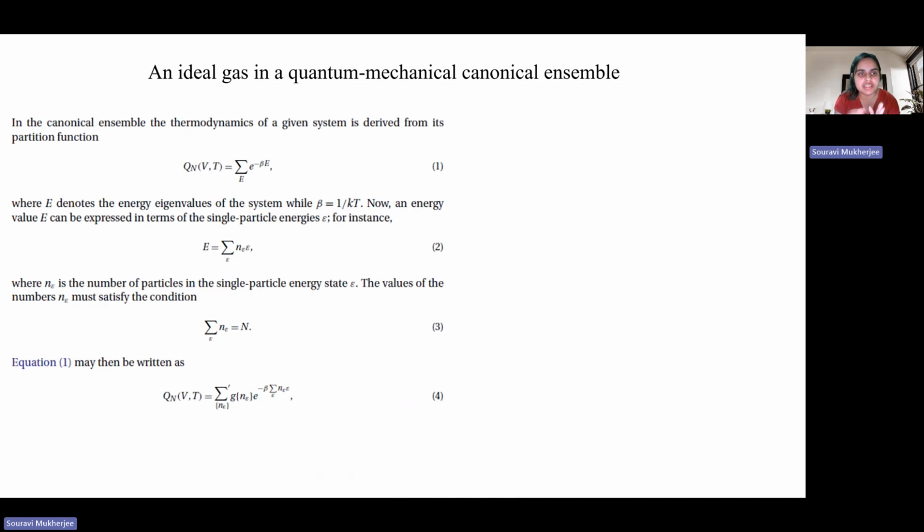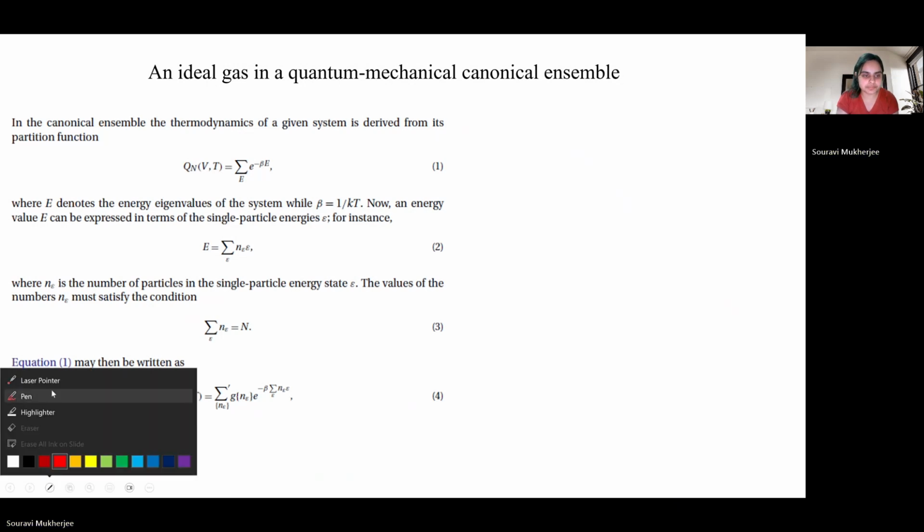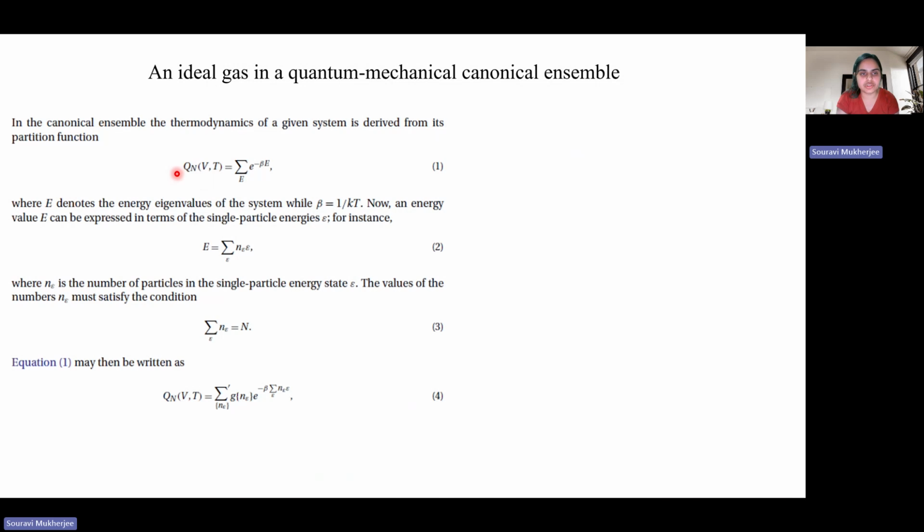In a canonical ensemble, the typical definition of the partition function is given as you see here, right? So Q_N, which is the partition function for the canonical ensemble, is given as the summation over e to the power minus beta E, where beta is 1 by kT. Now if you say that there are different single particle energy levels given as epsilon, and in each energy level you have n_epsilon number of particles, then the total energy is given as the summation over epsilon of n_epsilon times epsilon, right?